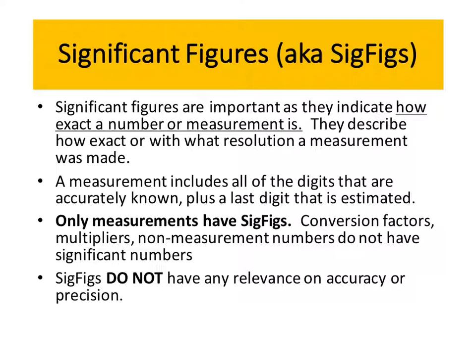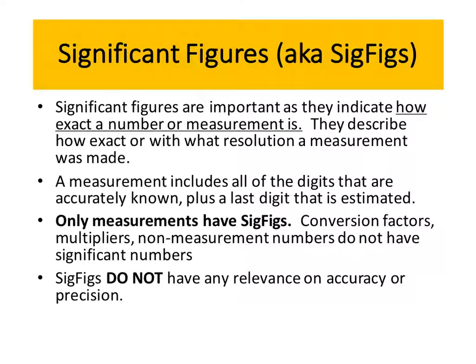Only measurements have significant figures. Conversion factors, multipliers, non-measurement numbers, phone numbers, license plates, street addresses, whatever, do not have any significant numbers or figures, right?